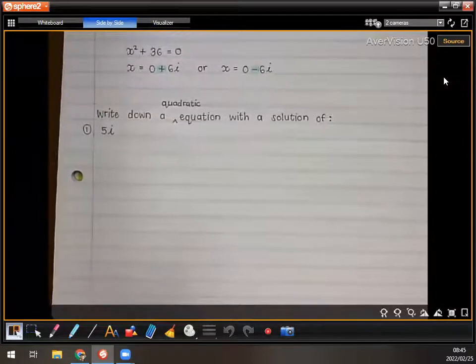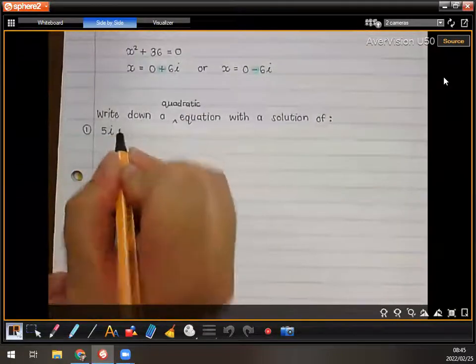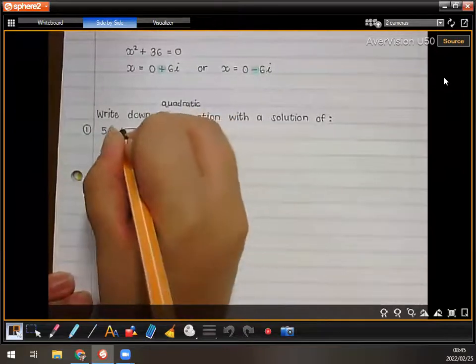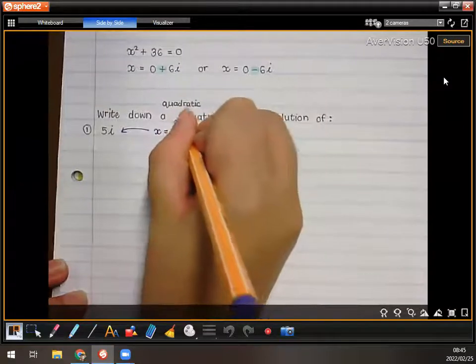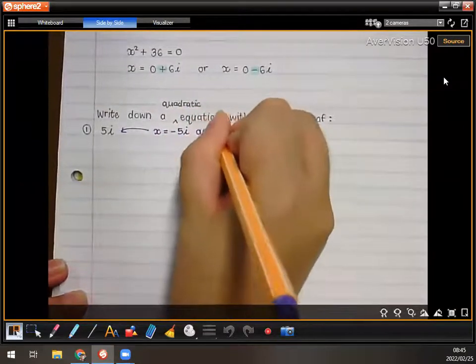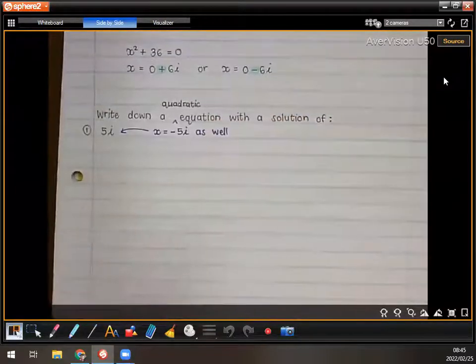Okay, guys, so let me just add that as a note on the side. If one of the solutions is 5i, then we know that the other solution is also going to be negative 5i. Right?